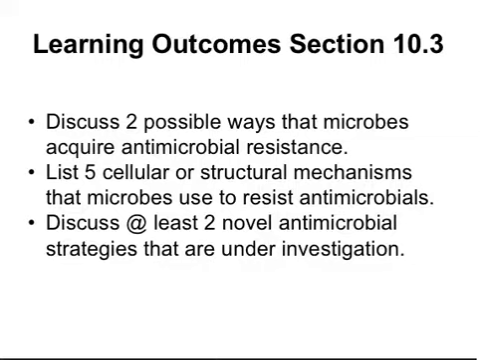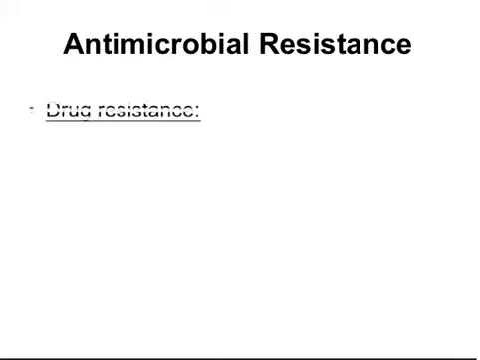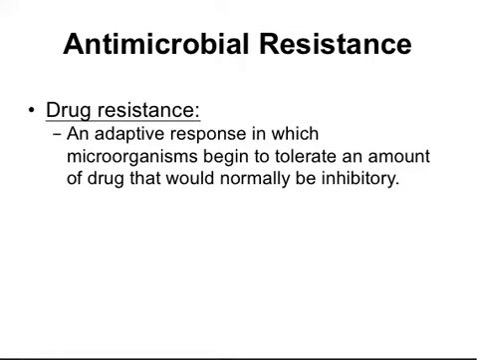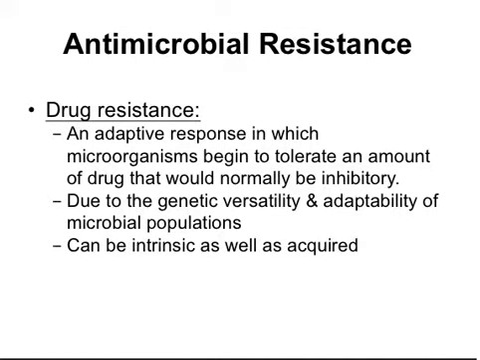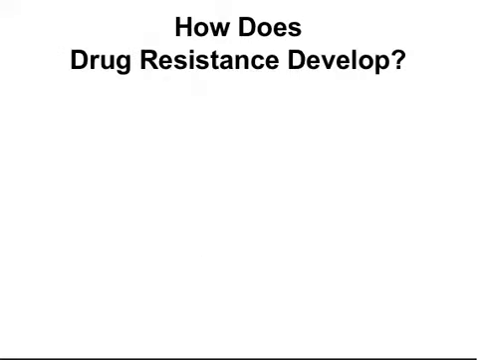We'll talk about 2 ways that microbes acquire antimicrobial resistance. List 5 cellular or structural mechanisms that microbes use to resist antimicrobials, and talk about at least 2 novel antimicrobial strategies that we're currently undertaking. So drug resistance is an adaptive response in which microbes begin to tolerate an amount of drug that would normally inhibit their growth. Due to the genetic versatility and adaptability of microbial populations, this characteristic can be intrinsic, meaning it's already within the genetic material, or it can be acquired as a result of moving DNA between microbes.